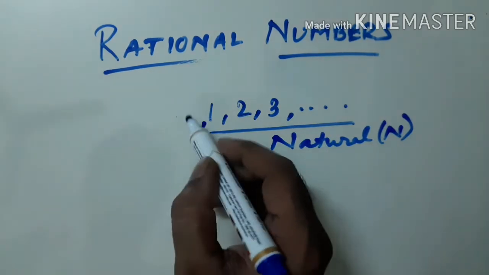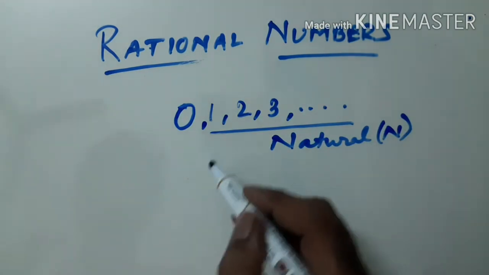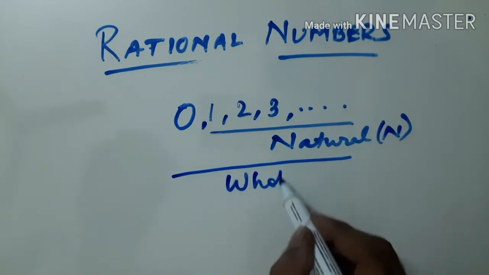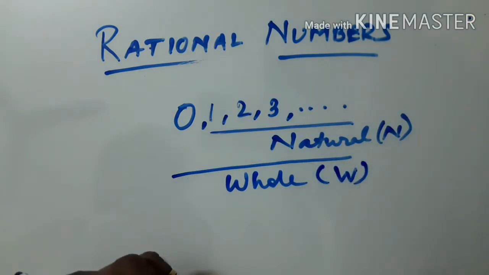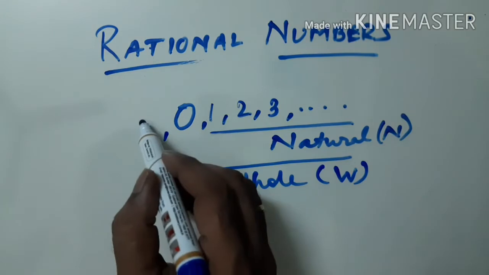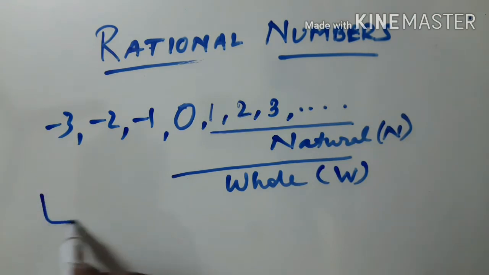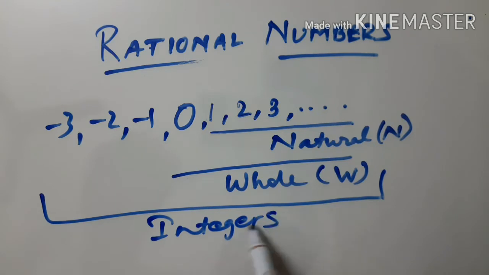Now then we added the number 0. So now the total set is called whole numbers and is denoted by the letter W. After that, if we add some negatives of the natural numbers, the total set will be called integers. So these are the numbers we have learnt earlier: natural numbers, whole numbers and integers.